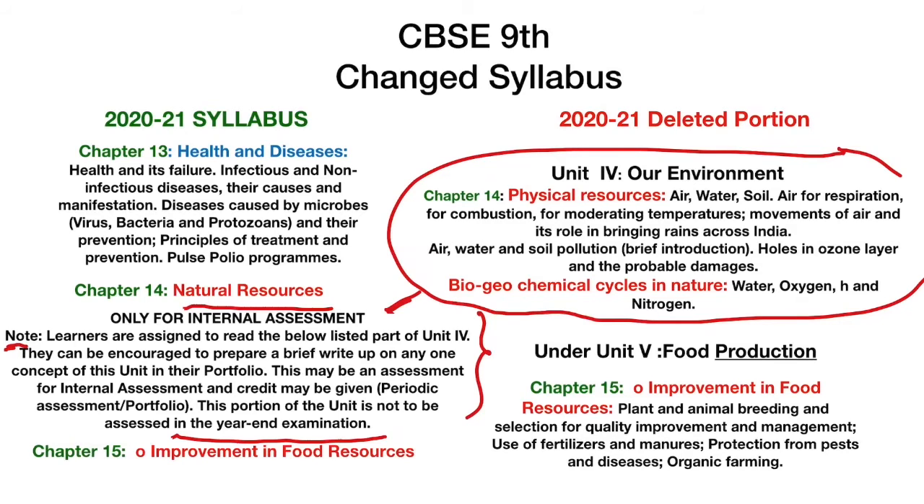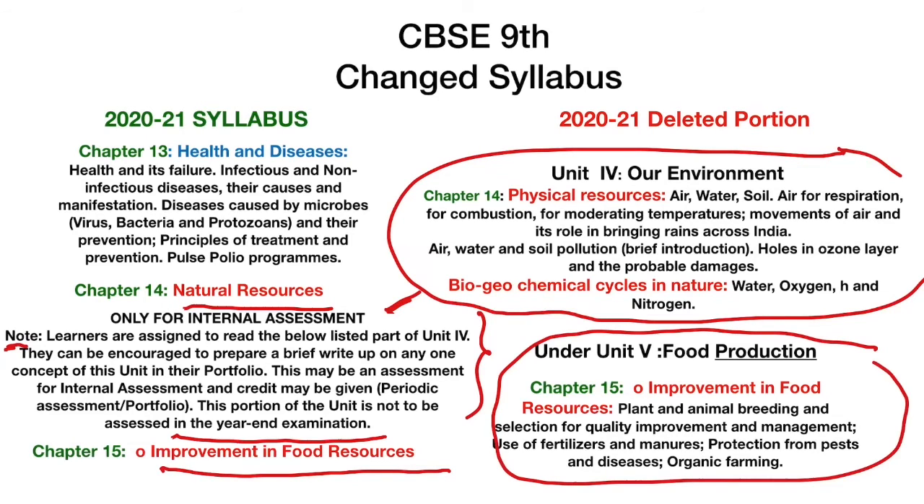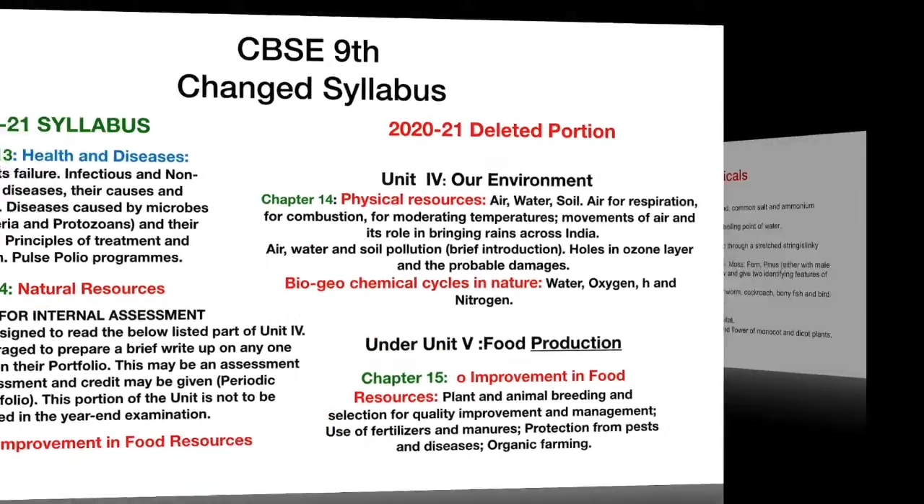Now we talk about chapter number 15, improvement in food resources, and this is from unit 5. This chapter is completely removed again from your final exams. Okay, so this chapter is no more. You can leave this chapter.